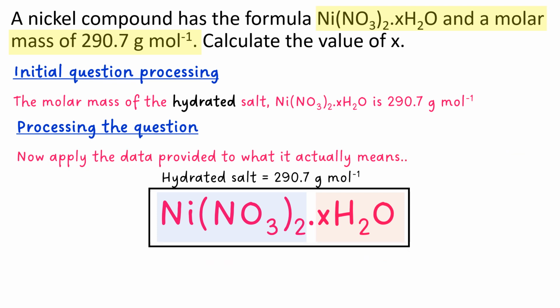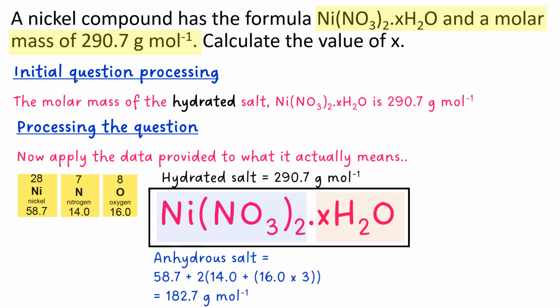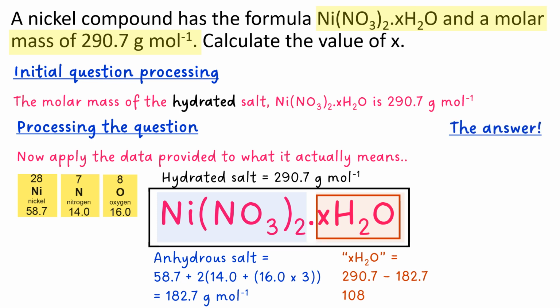So the next thing to do after that is to apply the data you've been given to what it means. Like we said before, the hydrated salt is 290.7 grams per mole. So taking the anhydrous part and consulting the periodic table for nickel, nitrogen and oxygen, the anhydrous salt on its own is 182.7 grams per mole. So that must mean that the XH2O left behind is the difference between the original hydrated salt and the anhydrous section of it. So subtracting one from the other gives you 108.